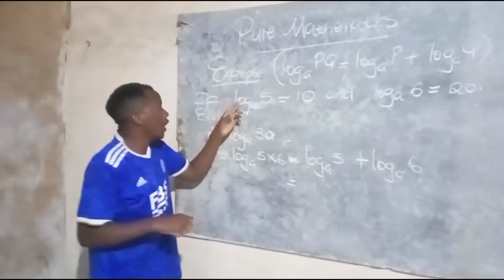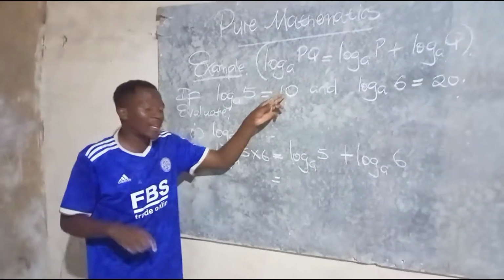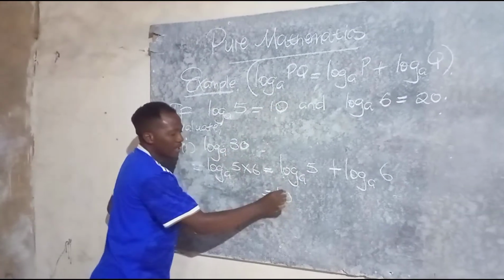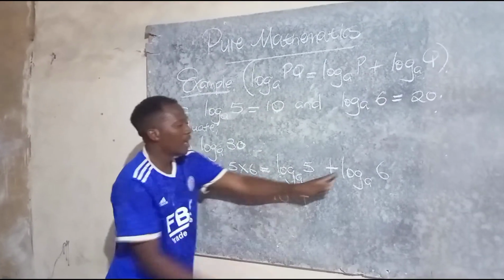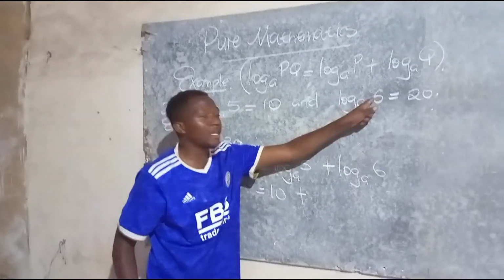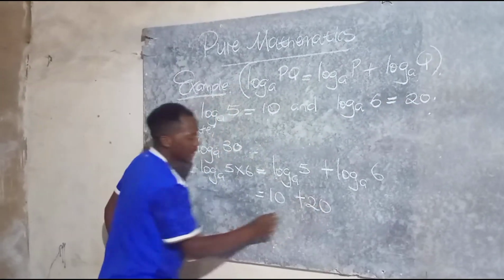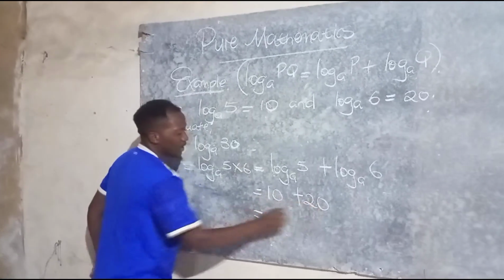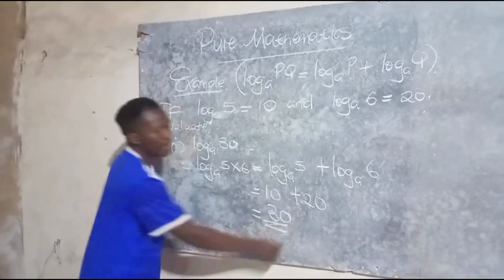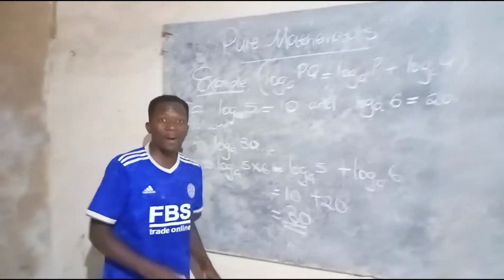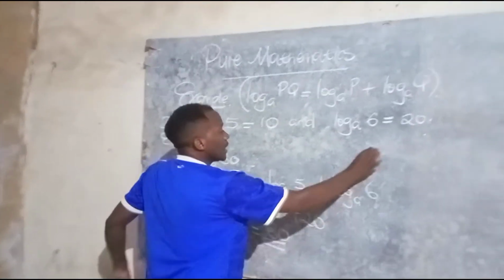In the sense that log A of 5 is 10, and I've achieved log A 5, so I need to replace 10. So I'll replace 10, then plus log A of 6. Log A of 6, if I've achieved it, I need to replace the 20. So I'll replace 20. So in this case, it's 10 plus 20, which becomes 30. So this is the correct answer, and this is how best we're supposed to understand it.